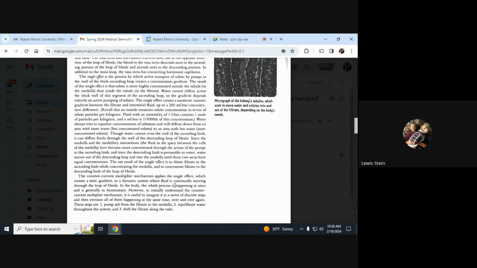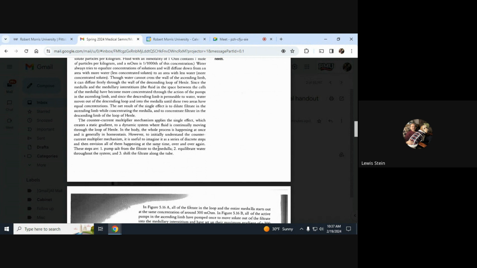So with this constantly moving, the countercurrent model is useful to imagine a series of discrete steps and then envision all of them happening at the same time. And the steps are salt from the filtrate. So if we think of it up top, ascending, which is sort of backwards, you're thinking of it coming down. You said, well, it's flowing this way.